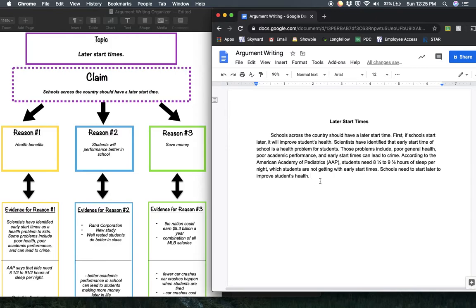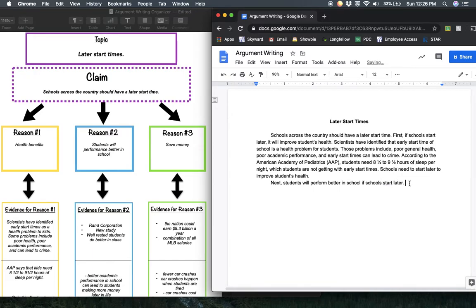Excellent. First paragraph, donezo. Now, moving on to paragraph number 2. Enter, tab in, indent. So, I have reason 2 and evidence 2. I'm going to start with my transition word and say next. Students will perform better in school if schools start later. That's reason number 2.